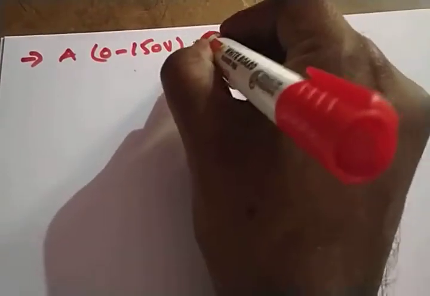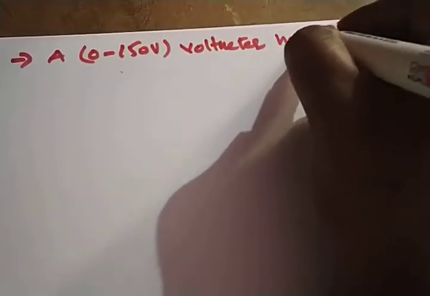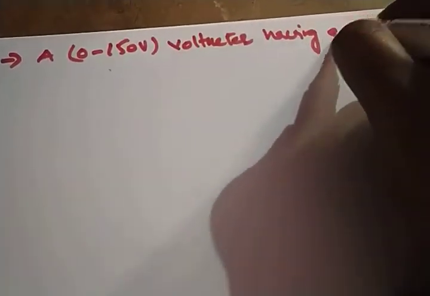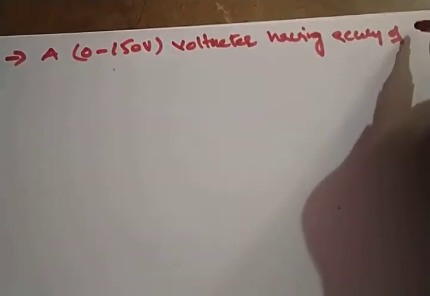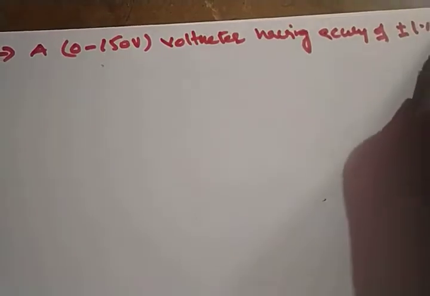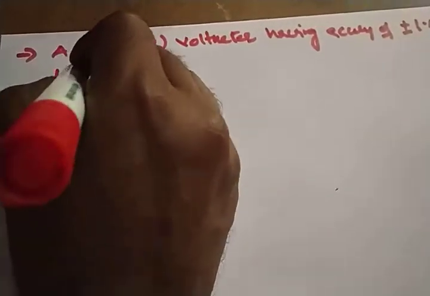Now we'll solve one problem: how to calculate the percentage limiting error, and after that the absolute error. A 0 to 150 volts voltmeter having accuracy of plus or minus 1% of full scale.